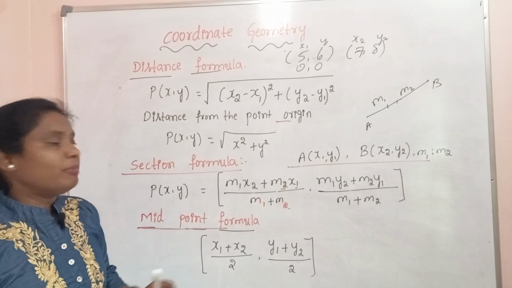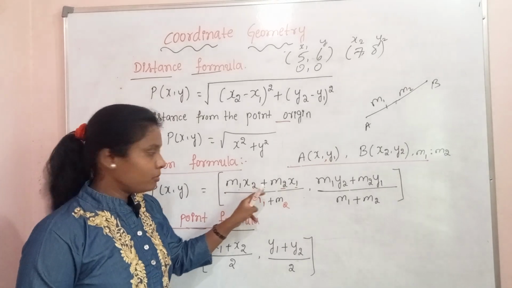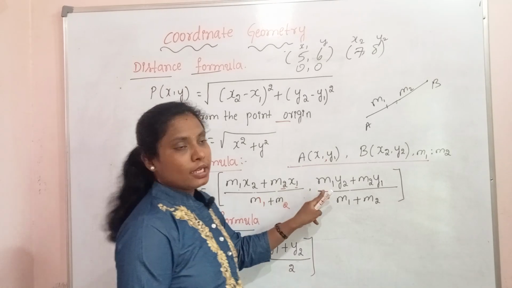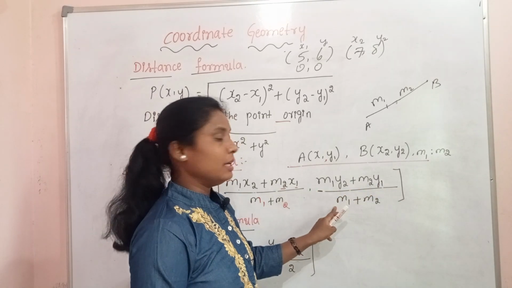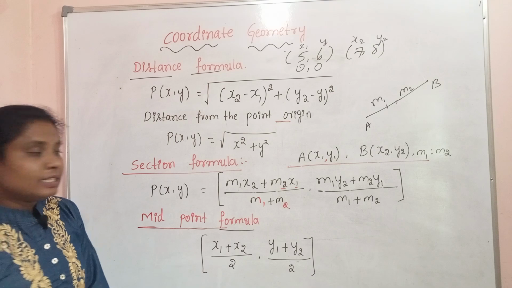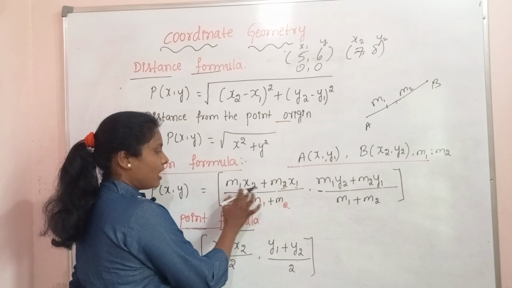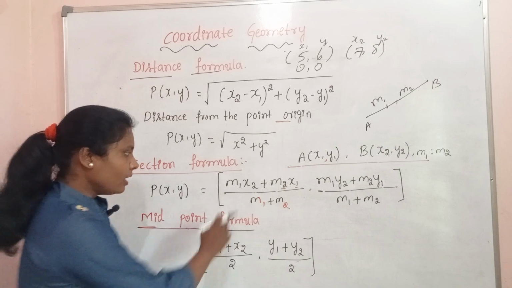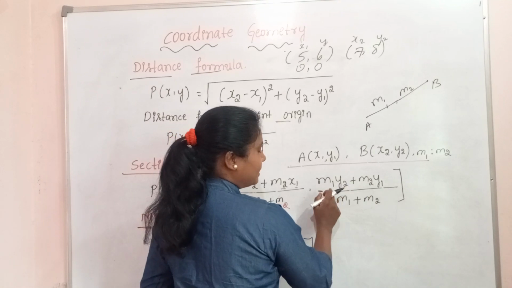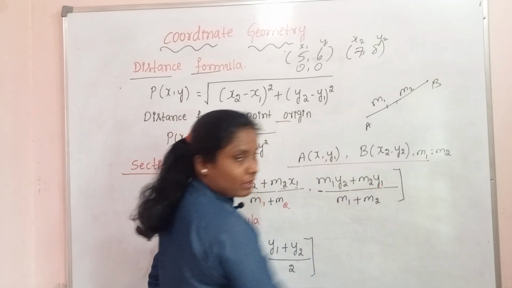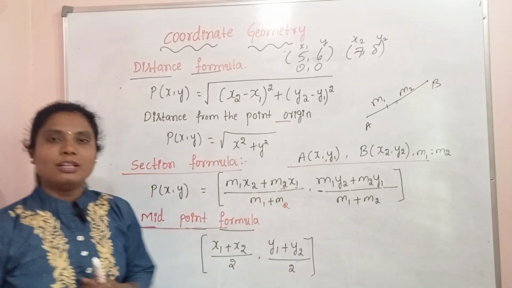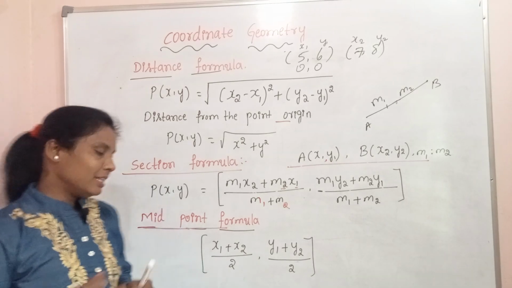So that time we have to apply the formula: m1 x2 plus m2 x1 divided by m1 plus m2 comma m1 y2 plus m2 y1 divided by m1 plus m2. To remember the formula we can use the logic 1 2 2 1: m1 x2, m2 x1, 1 2 2 1. See here, 1 2 2 1. So using this logic we can remember the section formula in an easy way.